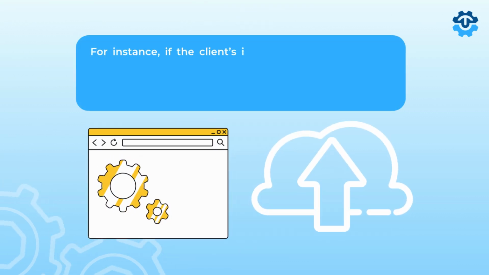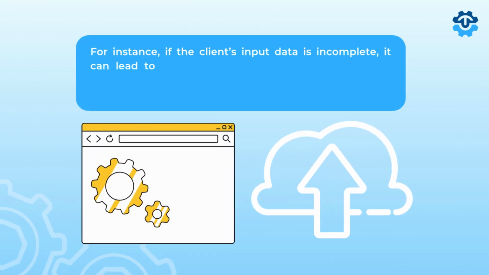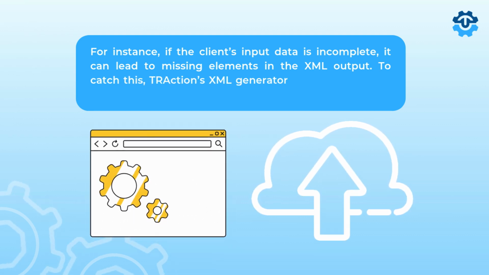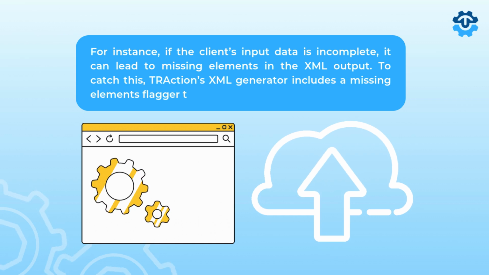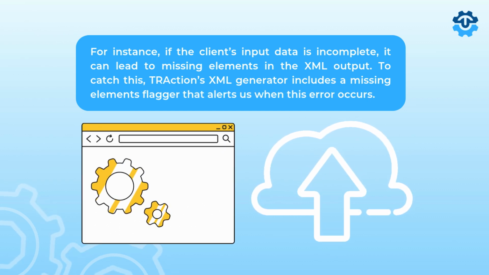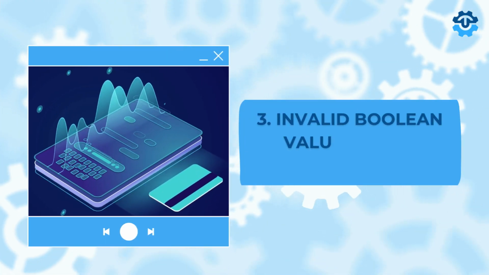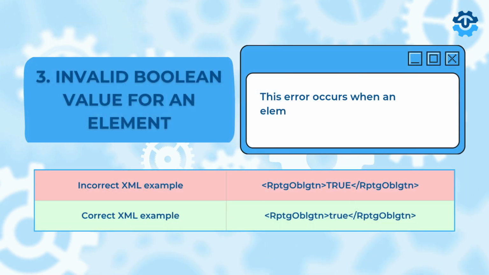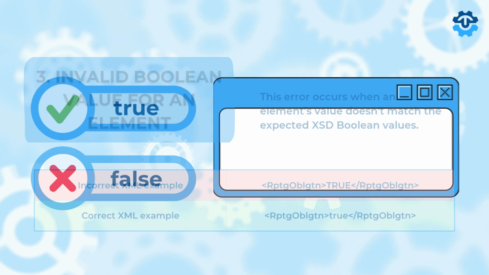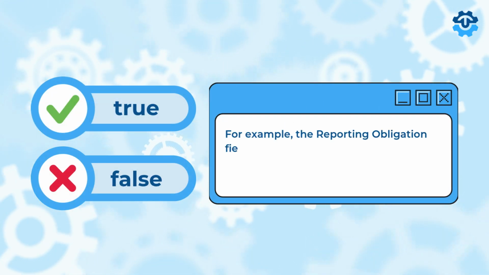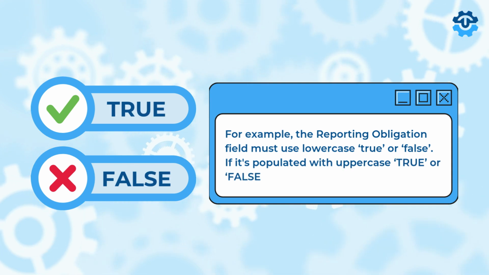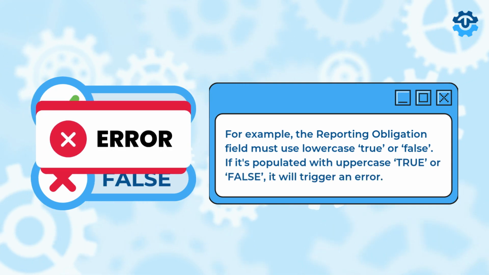For instance, if the client's input data is incomplete, it can lead to missing elements in the XML output. To catch this, Traction's XML generator includes a missing elements flagger that alerts us when this error occurs. Error 3. Invalid Boolean value for an element. This error occurs when an element's value doesn't match the expected XSD Boolean values. For example, the reporting obligation field must use lowercase true or false. If it's populated with uppercase TRUE or FALSE, it will trigger an error.